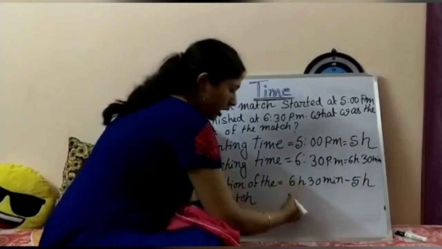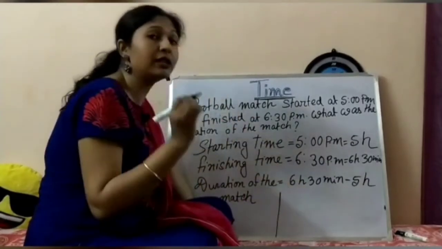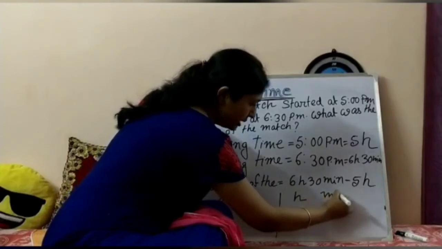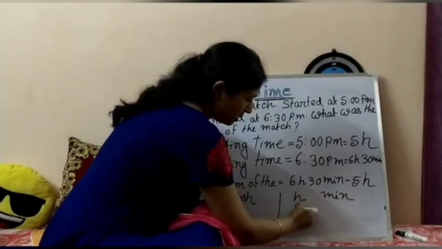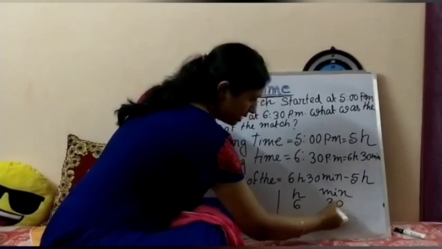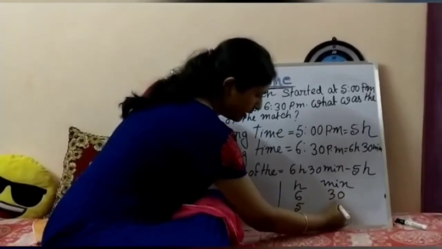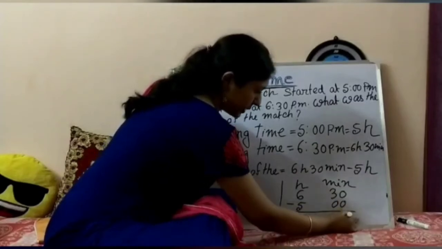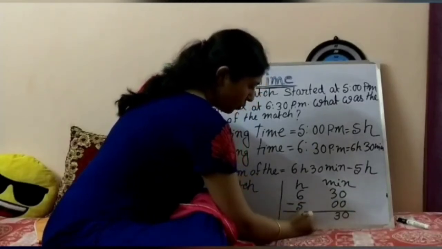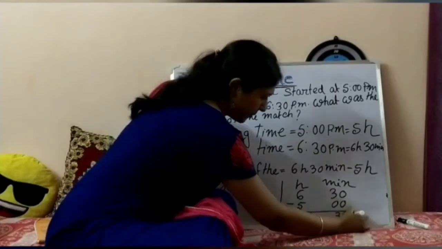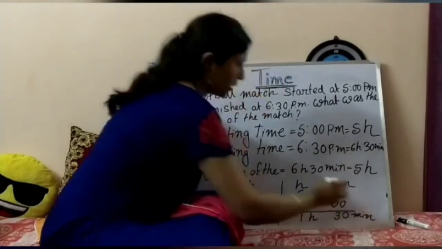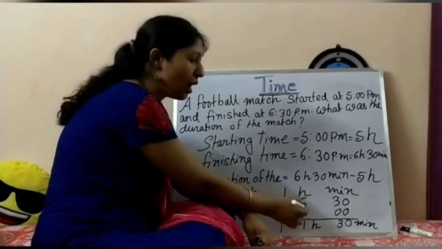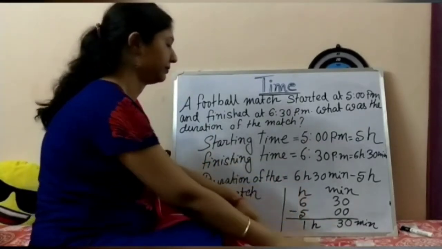So I already shown you how to do the subtraction. So here we will write hour and here minute. 6 hours 30 minutes, here 5 hours 00 minute. 0 3 1. So duration of the match is 1 hour 30 minutes.